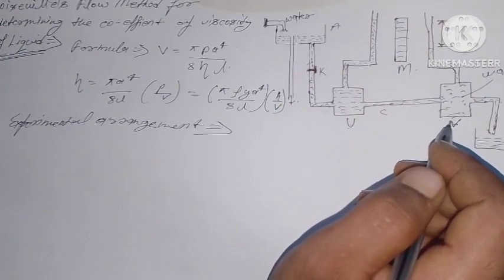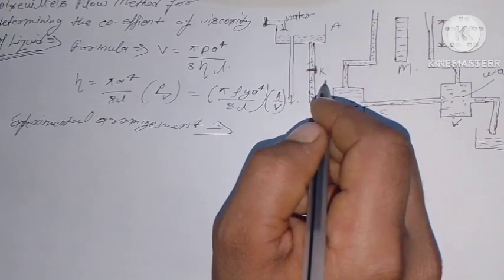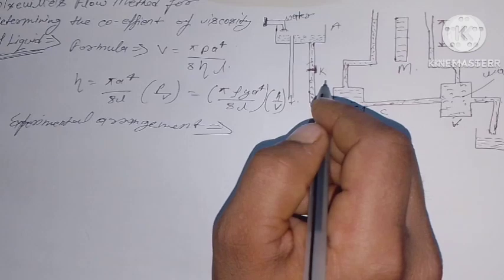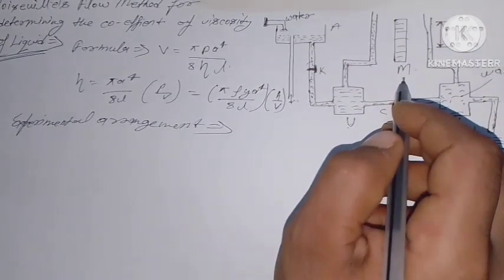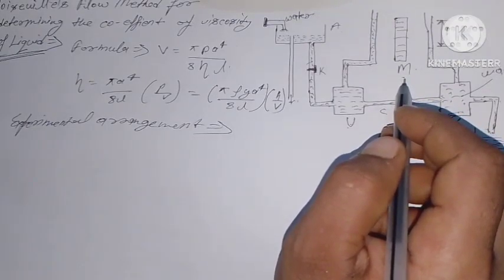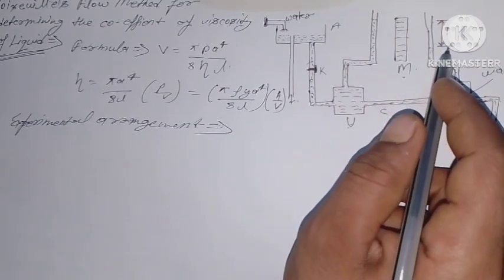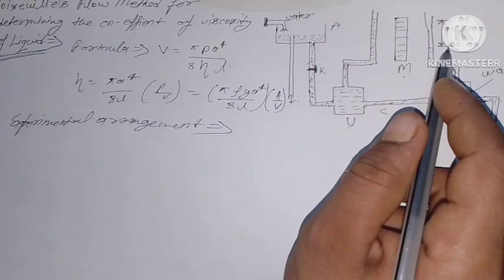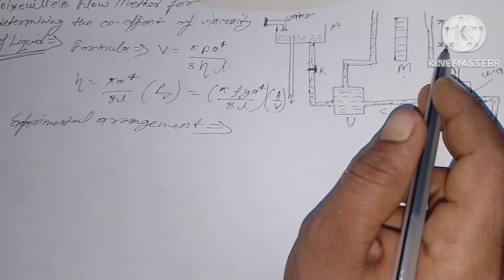A pinch cock regulates the flow. The unions are connected to manometer M by means of two rubber tubes. The difference H between the levels of liquid in the two limbs of the manometer M gives the pressure difference between the ends of the capillary tube.